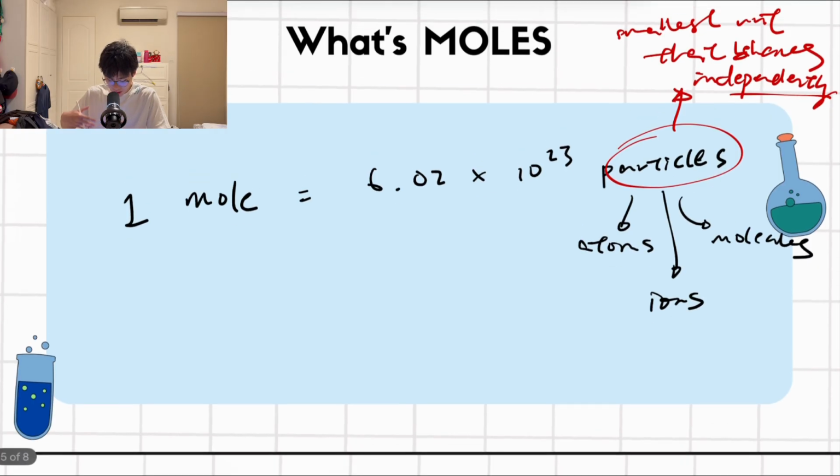And so by defining 1 mole as this many particles, we're able to work with a smaller number when we calculate the amount of the substance, and therefore we are able to use this number better, and it also makes calculations more convenient.